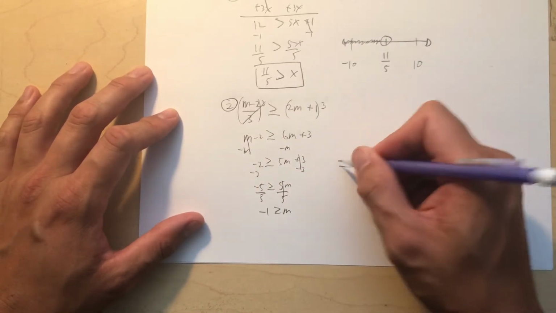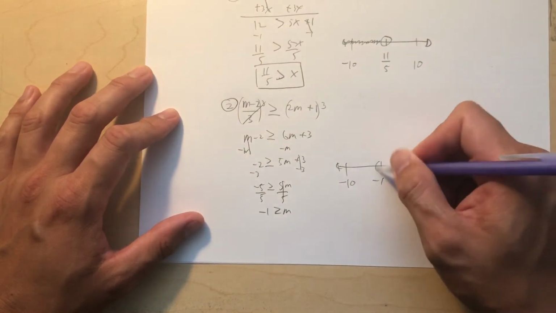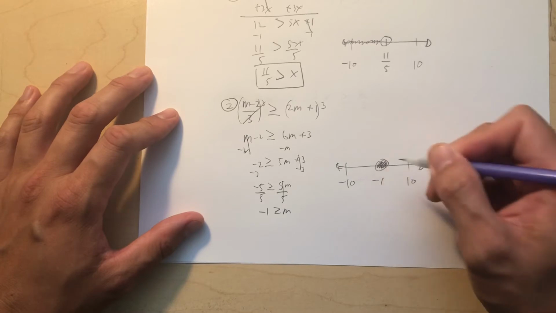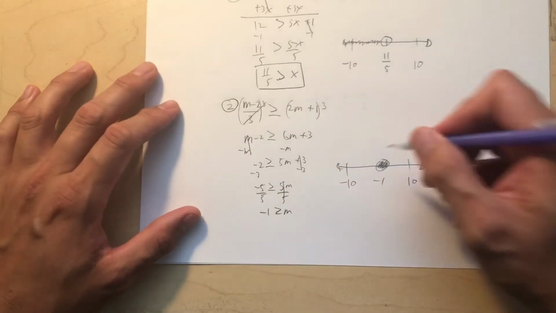Again, graph. Negative 1, 0. You could use any number you like. Now this one you do shade because m can be negative 1, and then m has to be less than. It's this one, same thing, less than. So this way.